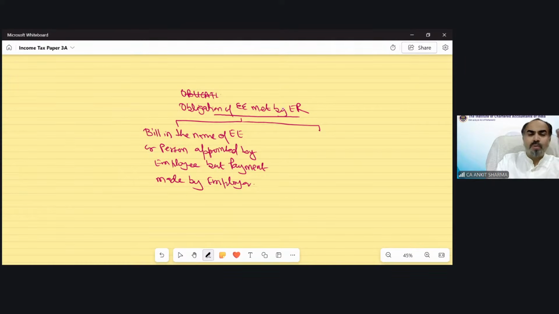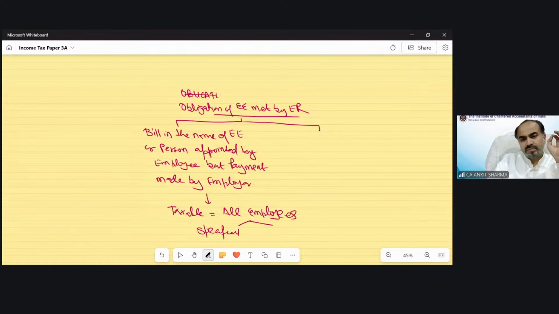So if this kind of obligation or perquisite has been given in the question, in which the bill is in the name of employee or person appointed by employee but paid by employer, this kind of perquisite is taxable for all employees, whether you are a specified employee or a non-specified employee. So what is specified employee, non-specified employee? This definition will come after this provision, obligation of employee met by employer.